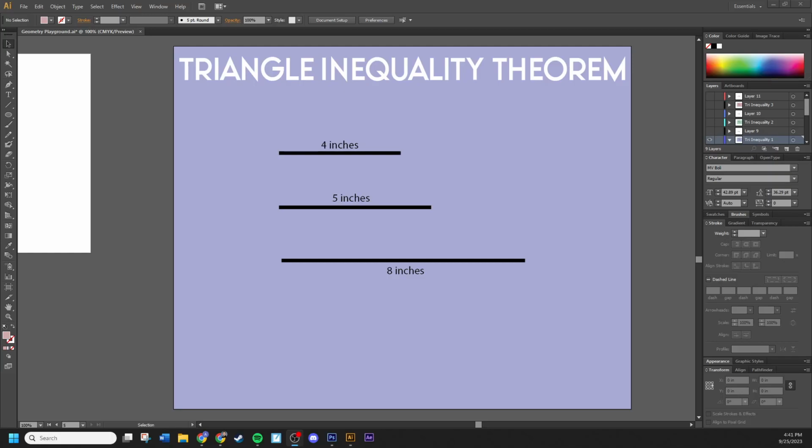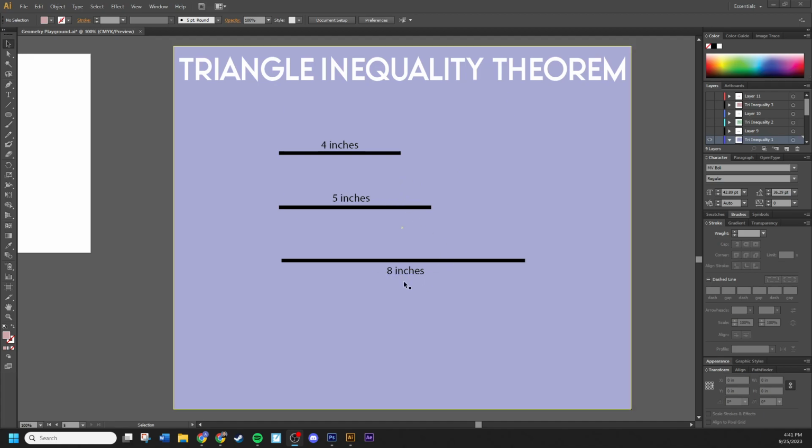All right, we're going to take a look at something called the triangle inequality theorem, and it has to do with whether or not a triangle can be formed with three given sides. The main idea here is that in order to form a triangle, the sum of the two smaller sides, adding them up, should be greater than the largest side.